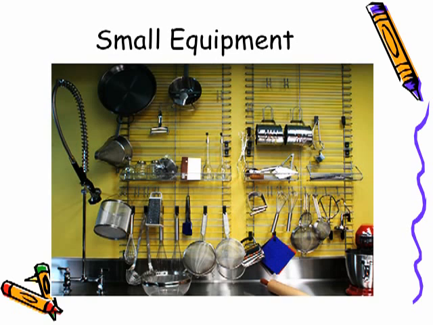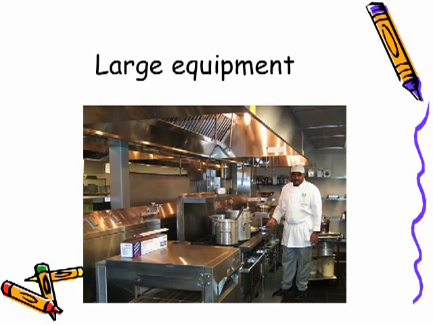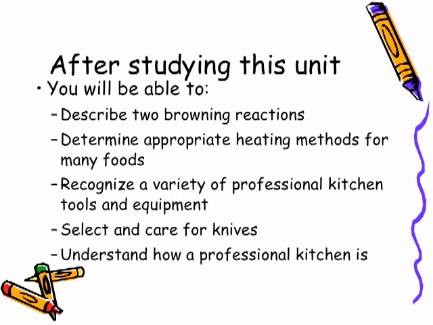We're going to talk about small equipment and large equipment. And the hope is that after we've talked about this and you've done the reading in Chapter 14, you'll be able to describe two browning reactions, talk about the different and appropriate heating methods for different types of foods, that you'll understand and be able to recognize different kinds of professional kitchen tools and equipment, have a better understanding of how to choose and care for knives, and also have a better idea of how a professional kitchen is organized.